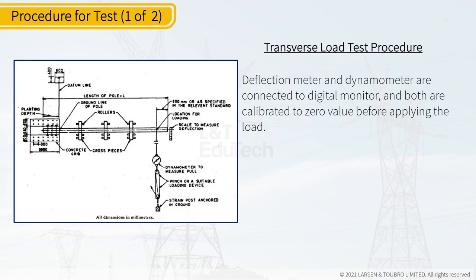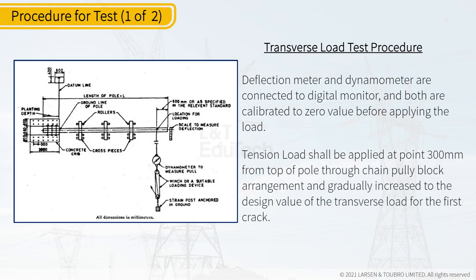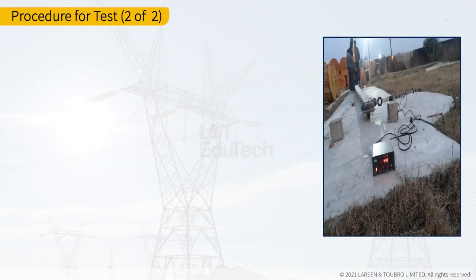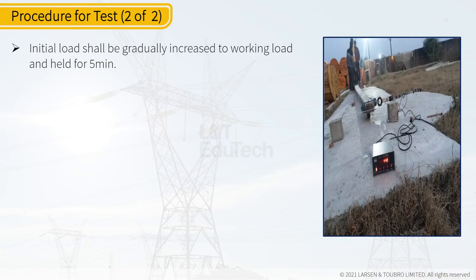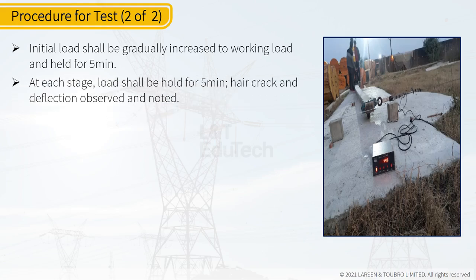Deflection meter and dynamometer are connected to a digital monitor and both are calibrated to 0 value before applying the load. Tension load shall be applied at a point 300 mm from the top of the pole through a chain pulley block arrangement and gradually increased to the design value of the transverse load for the first crack. Initial load shall be gradually increased to working load and held for 5 minutes. At each stage, the load shall be held for 5 minutes and hair cracks and deflection observed and noted.